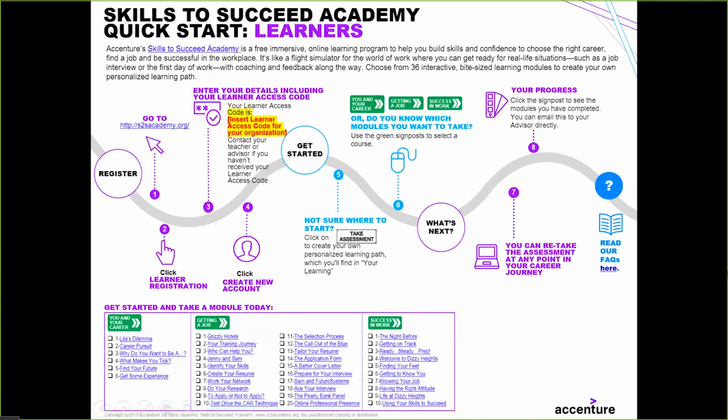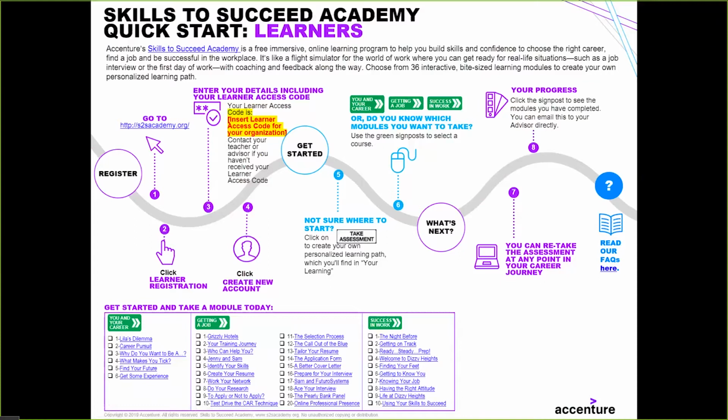So this is a simple one-pager that shares a little bit about what the Academy is. It shows learners how to register. They go to s2sacademy.org. They click on learner registration. And here you can tailor it, you can insert the access code that you'd like them to use for learners. You can insert that here, and then they'll have that handy.